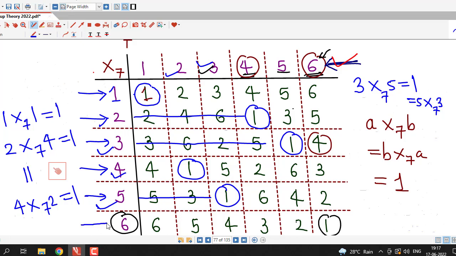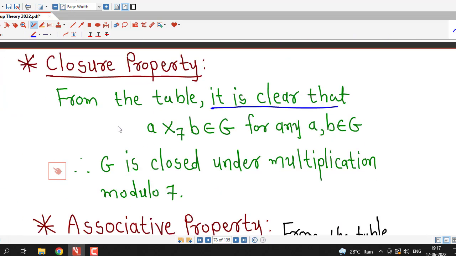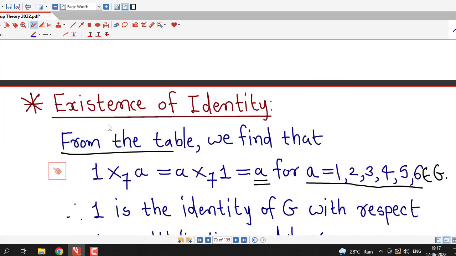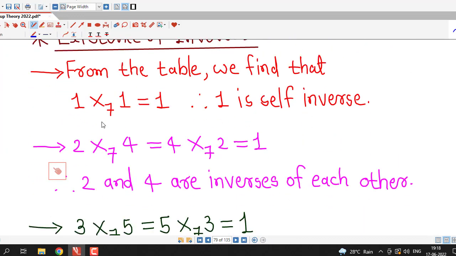And last, for 6, we search in this row, and here we obtain 1, that means 6 multiplication modulo 7 6 equal to 1. Therefore 6 is self inverse. So we observe that every element of given set G has inverse in G. So that we have written here systematically existence of inverses.